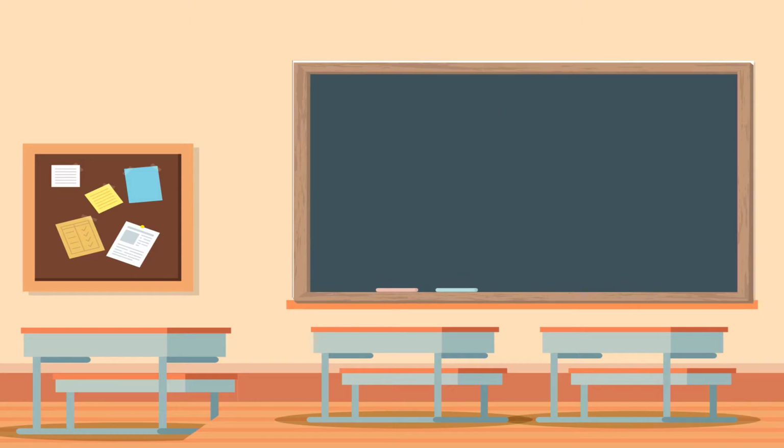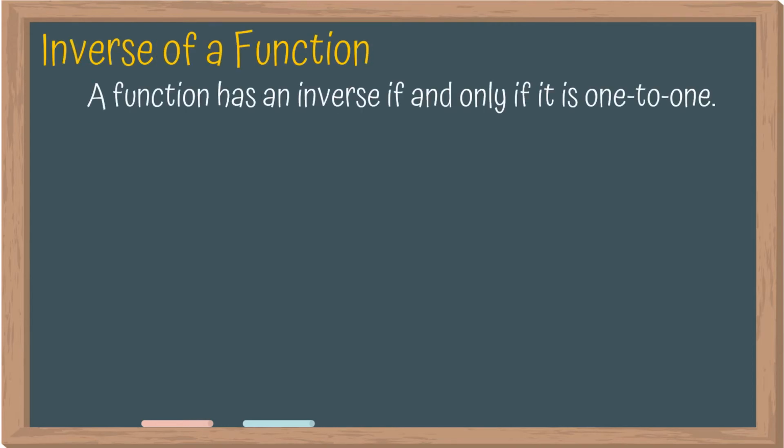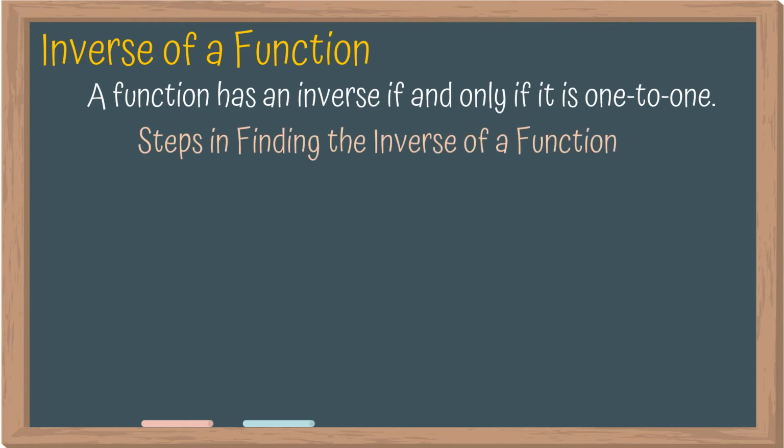Let's start. How are we going to write the inverse of a function? Before that, let us first take note of this one. A function has an inverse if and only if it is one-to-one. In our previous video lesson, we already discussed what are one-to-one functions. So if you are watching this and you have no idea about one-to-one functions, you may view the previous video lesson in this channel.